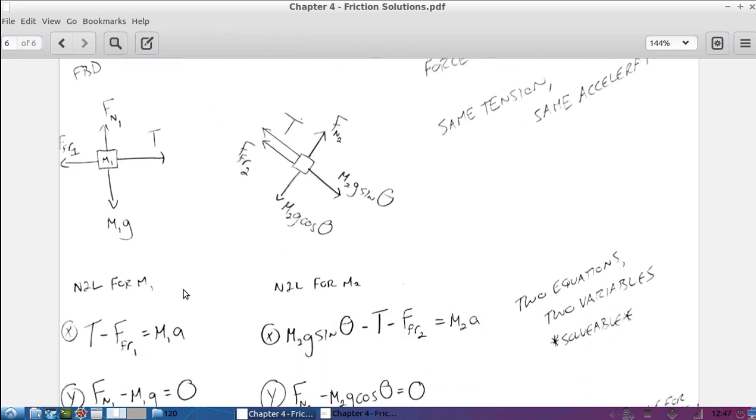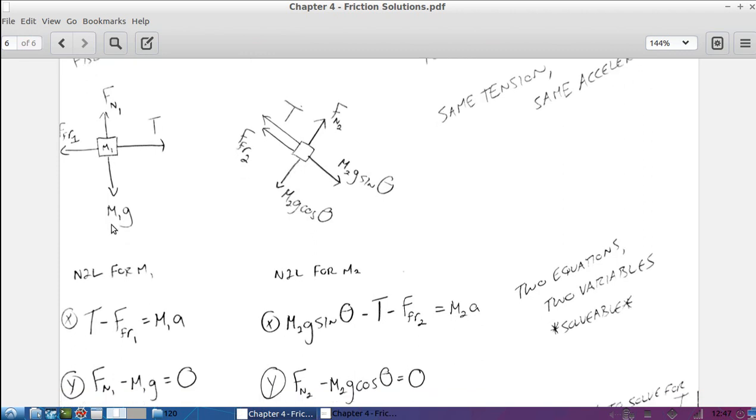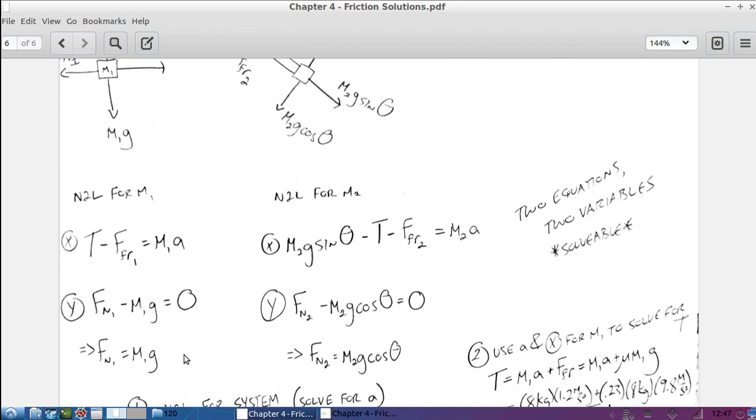Newton's second law for M1: tension minus friction is m1a. We're being asked for the acceleration, so I'm assuming the system's going to accelerate. In the y direction, normal minus m1g equals 0. We're dealing with a friction problem, so we're going to need to know what the normal force is, because friction is mu times the normal. Normal is m1g.